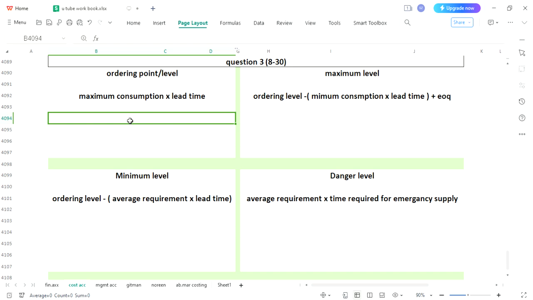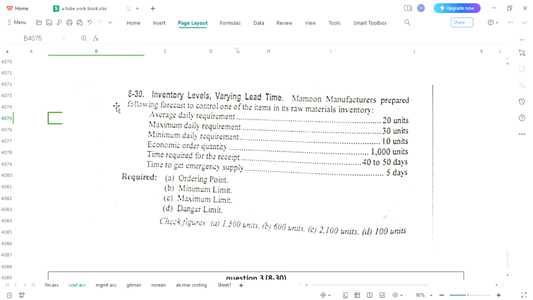For the ordering level, what we need is maximum consumption. Let's go back to the question, and you can see that the maximum requirement is present over here. One very important factor to keep in mind as the very first step: you will go and see the time required to receipt. This is your lead time. Please note it down: time required to receipt is lead time, and it is given in days, while all of your requirements are also given in days, daily. Average is also given in days, maximum and minimum in days, and your time is also given in days.